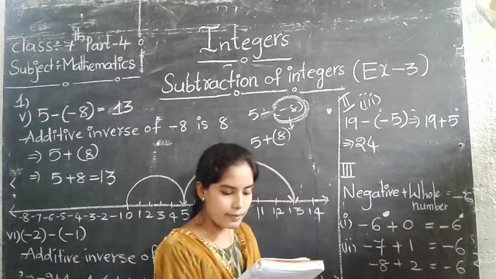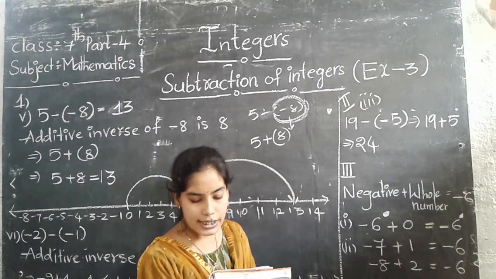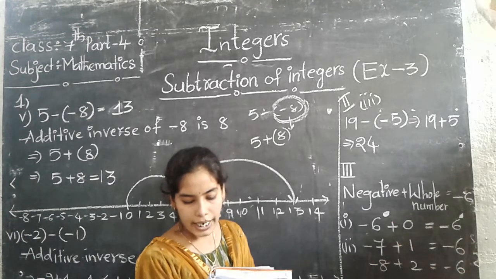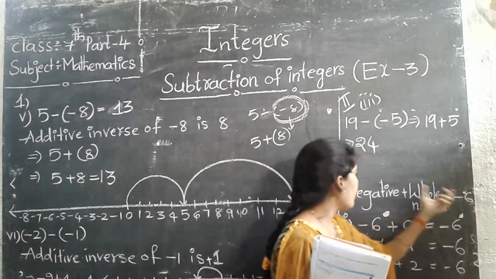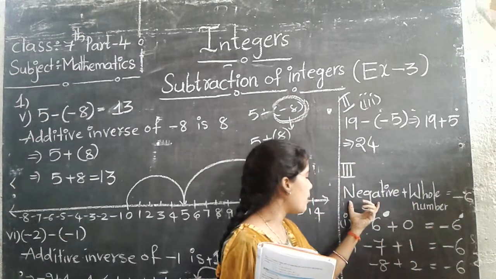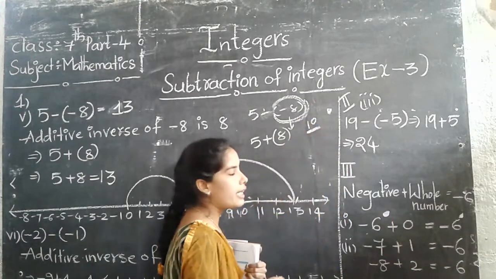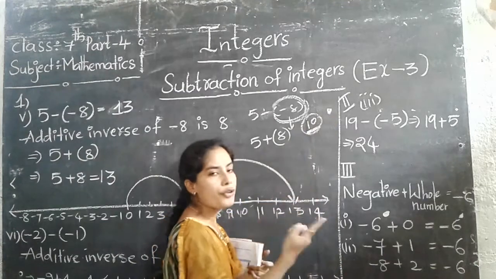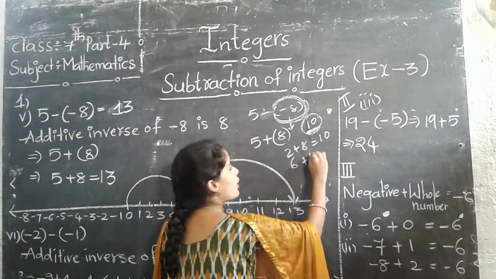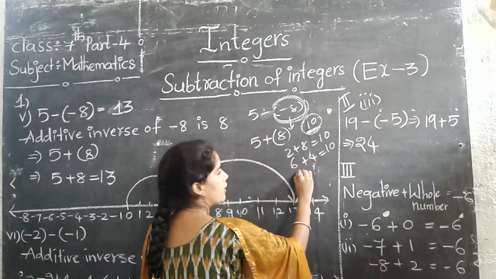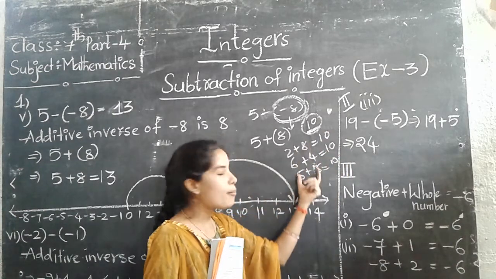In the same way, last one, children, 3. Third one: express minus 6 as the sum of a negative integer and a whole number. So children, for minus 6 we have to find a combination of a negative number and a whole number. For example, 10: how to write 10 as the sum of two numbers? 2 plus 8 is 10. 6 plus 4 is 10. 5 plus 5 is 10. Here the sum is the same but the numbers are different.